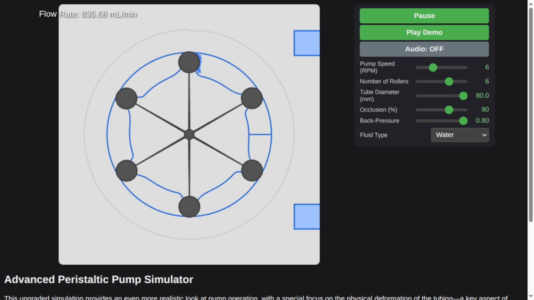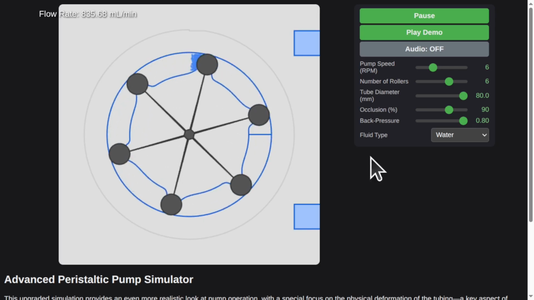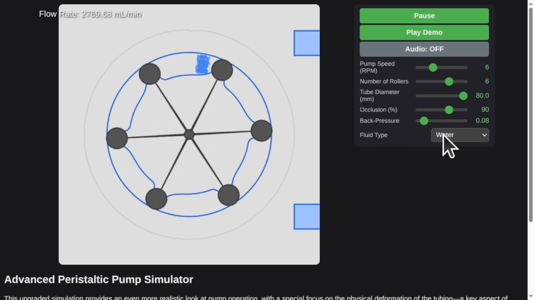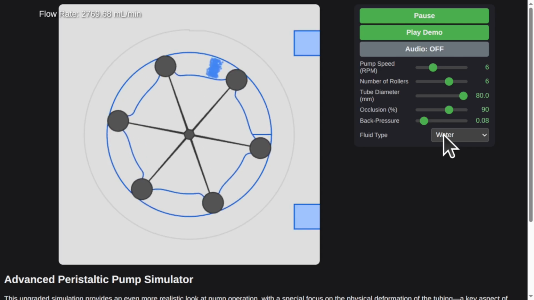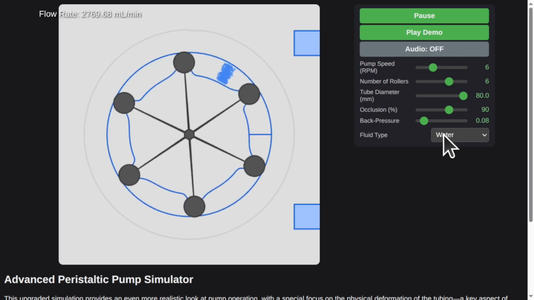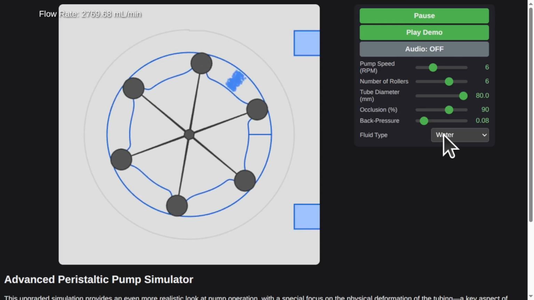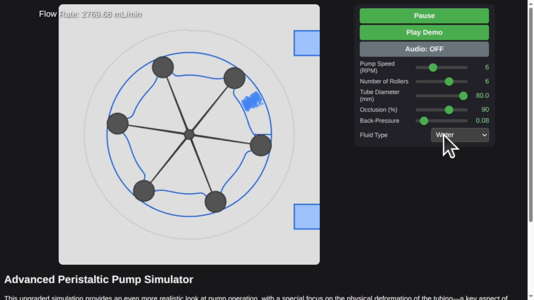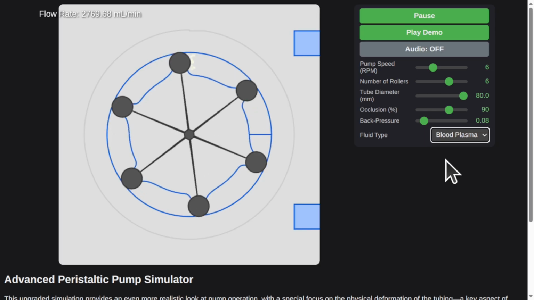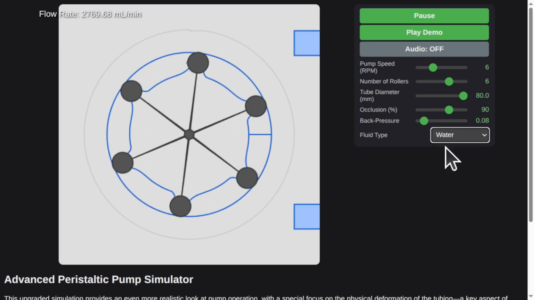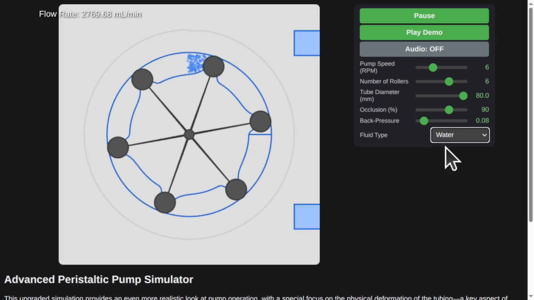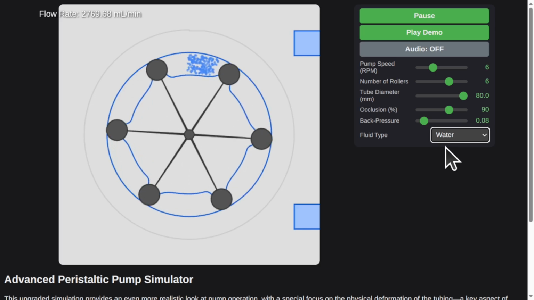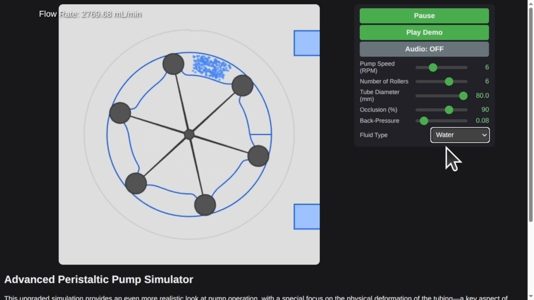The rollers continue to compress the tube as usual, and the deformation of the tube remains consistent based on the occlusion percentage and tube diameter settings. The visual impact of back pressure is limited to the dynamics of the fluid particles and the flow rate displayed in the overlay text, which decreases as back pressure increases. This ensures the simulation realistically represents how outlet resistance affects fluid movement without altering the mechanical structure of the pump.